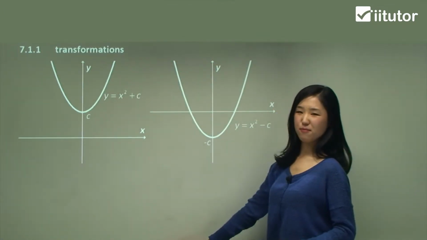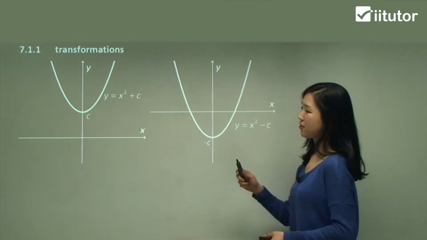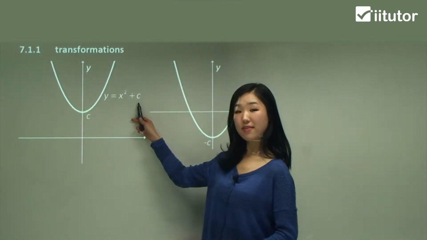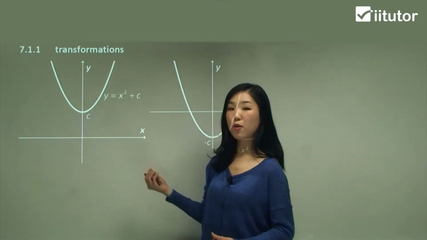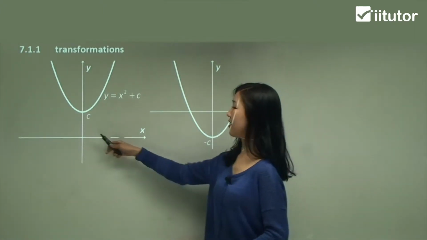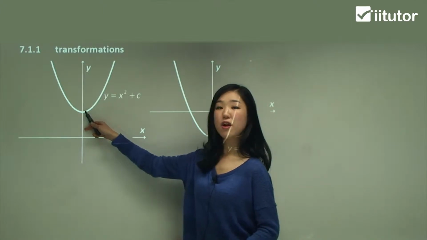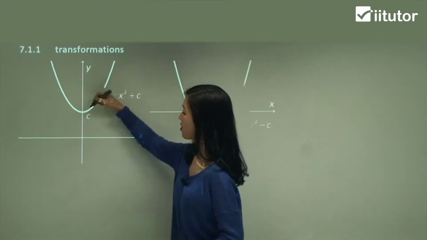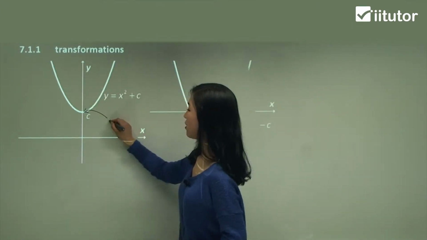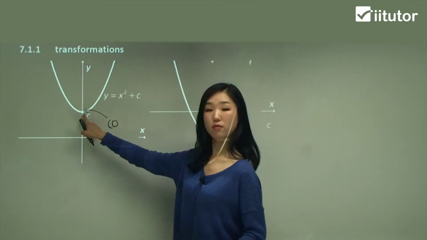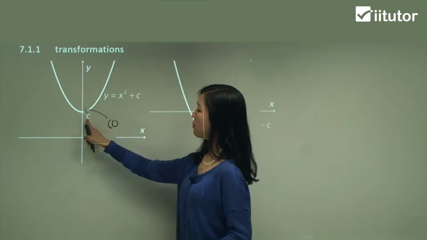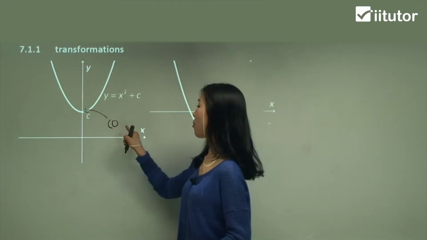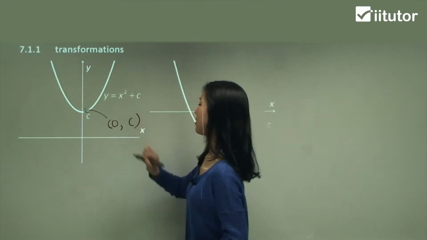Hopefully it's pretty straightforward. And you should also see that when it lifts up by c units, the y-intercept, or you can call it the vertex as well, just lifts up. So the x coordinate of this vertex is 0, because it's just there. But because I've lifted it up by c, the y coordinate becomes c.